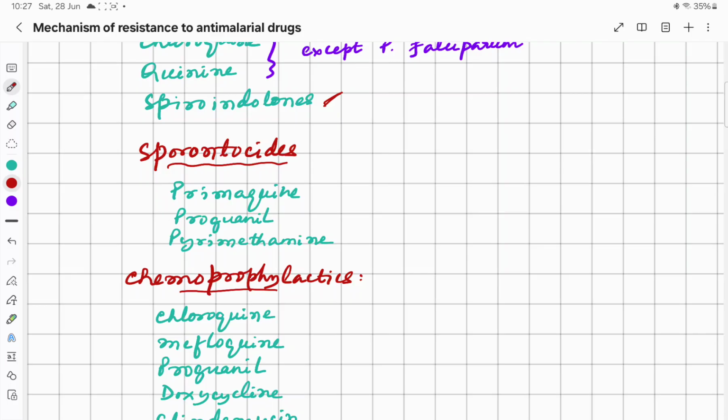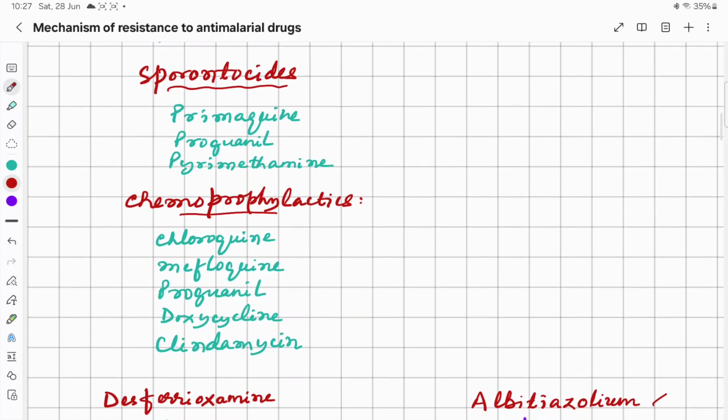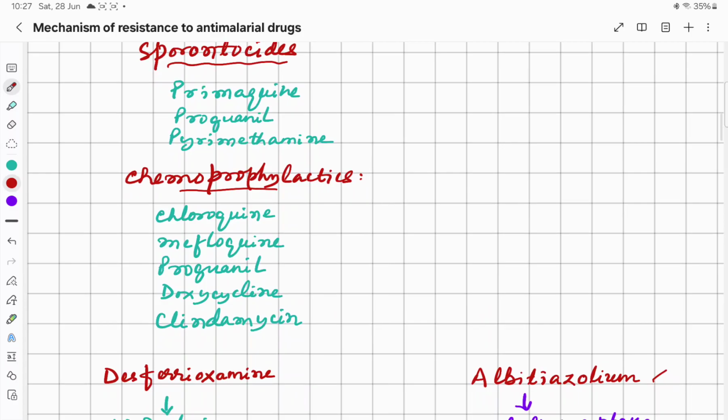They act in the mosquito gut and prevent the formation of sporozoites from the gametes. Then chemoprophylactics, they kill the merozoites released from the liver, and they inhibit the link between the pre-erythrocytic stage and erythrocytic stage. They include chloroquine, mefloquine, proguanil, doxycycline, and clindamycin.